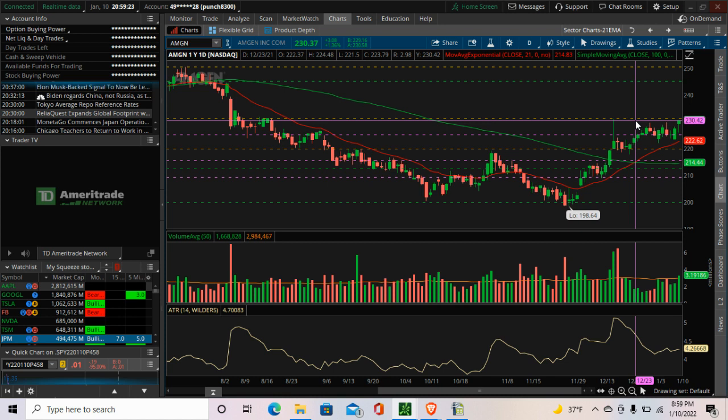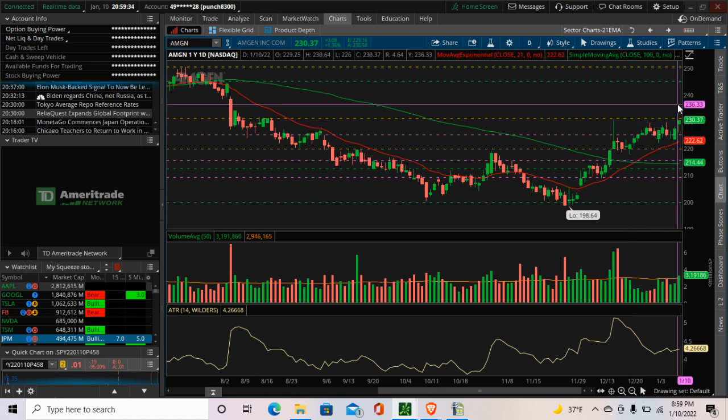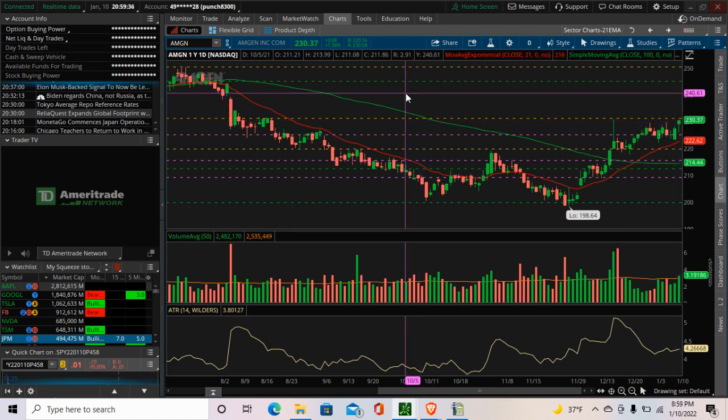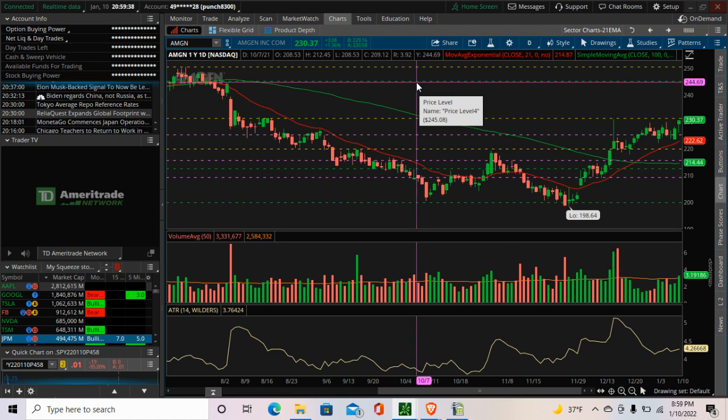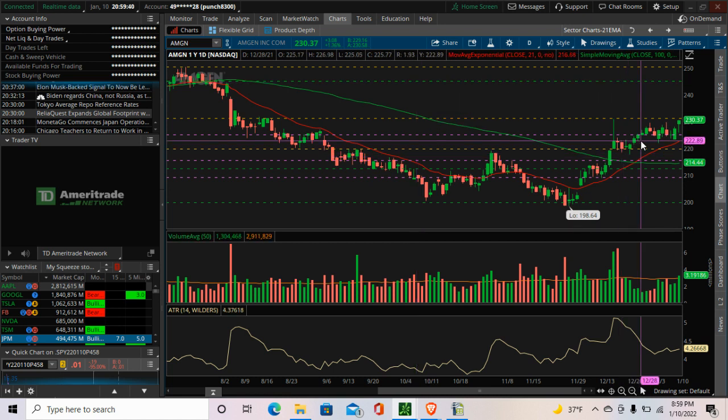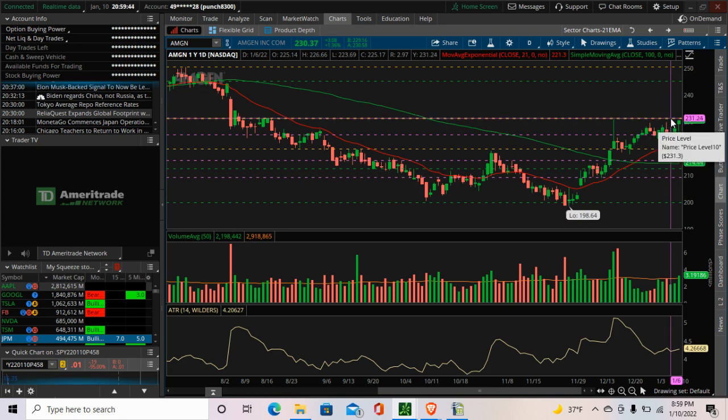So hopefully tomorrow this either gaps above that 231 level or it just shows strength first thing in the morning and can push through. I think the next key level coming into play would be around 240-ish. And I've got 250 calls, a few weeks out. So it should be a good move tomorrow. We'll see how things play out.